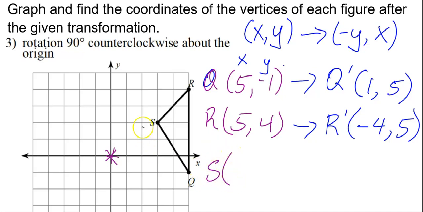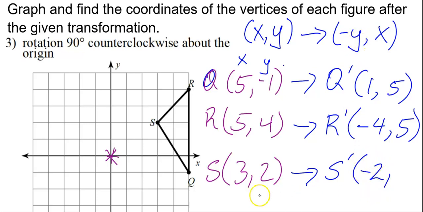And lastly, let's do S. 1, 2, 3 right, 2 up. Map that onto S prime. Write the Y value first, change its sign, write the X value second, leave the sign alone.